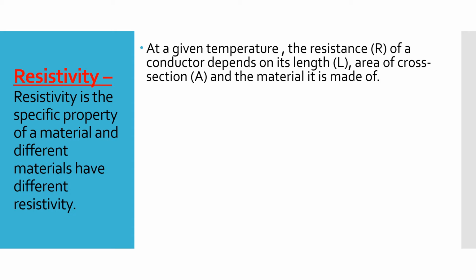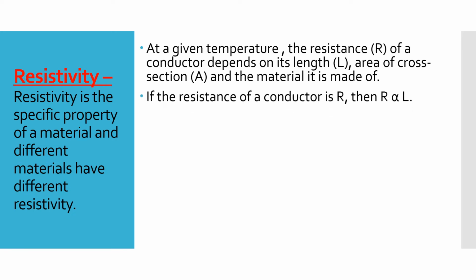At a given temperature, the resistance R of a conductor depends on its length L, area of cross section A, and the material it is made of. If the resistance of a conductor is R, then R is directly proportional to L. That is, if the length of the material is increased, the resistance of that material also increases.